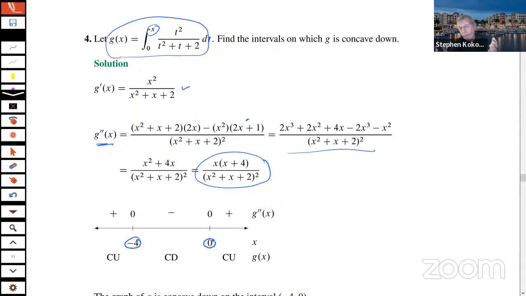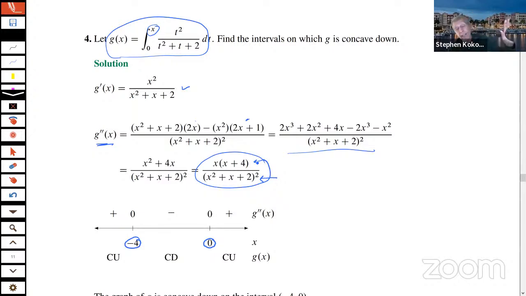I guess my way of doing this is to sort of think in general. So I'm going to look at the denominator and I can see that that's something squared. So I know that's always positive. So I know the sign of the second derivative is completely determined by the numerator.